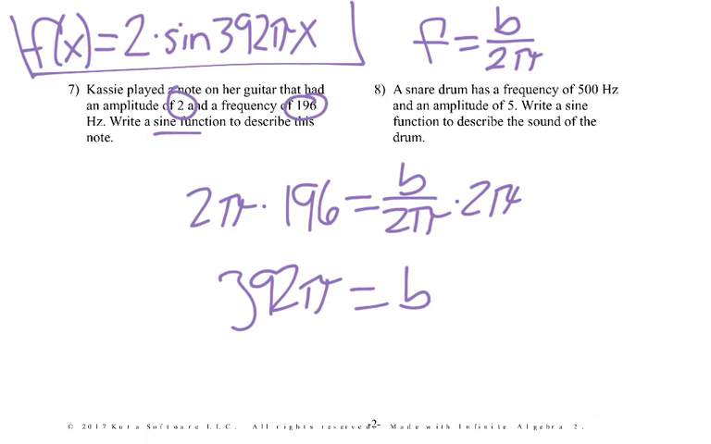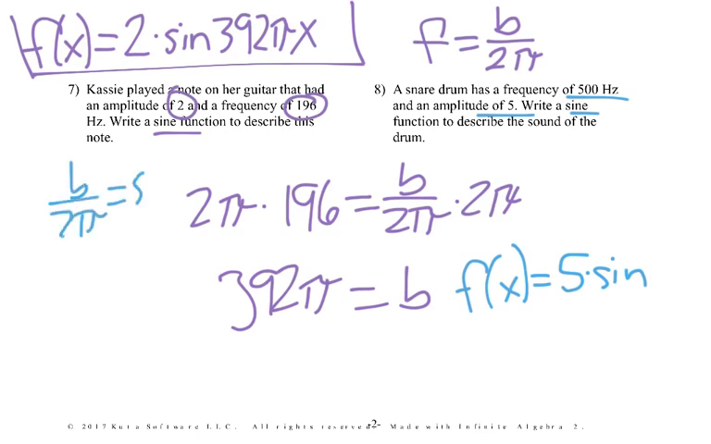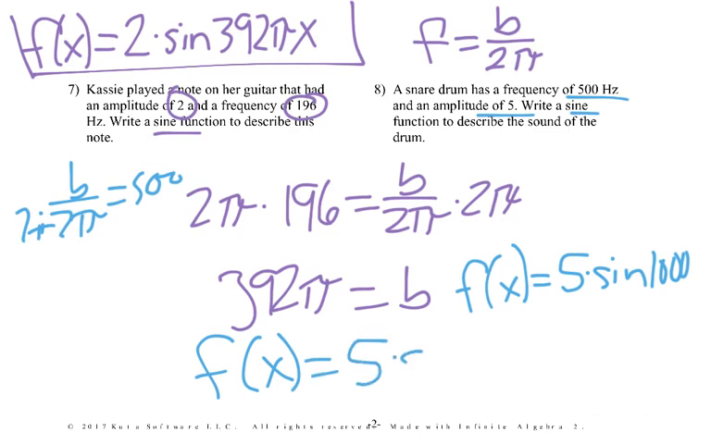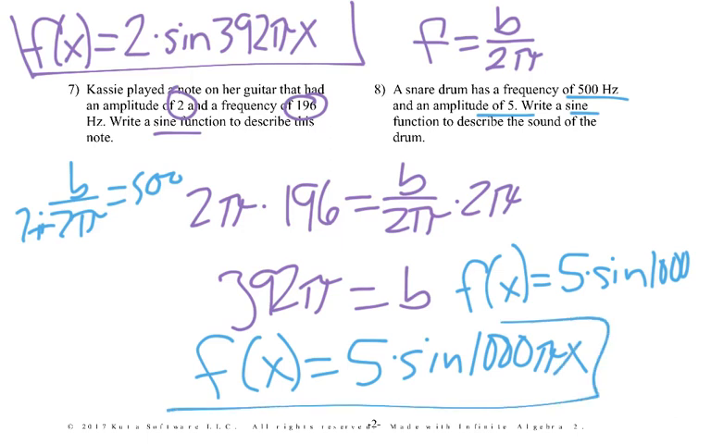Okay, number 8. A snare drum has a frequency of 500 and an amplitude of 5. Write a sine function. So I go f of x equals 5 times the sine of, well, if we did the same thing, b over 2 pi equals 500, times by 2 pi, we're going to get 1,000. Let's write it down here. F of x equals 5 times the sine of 1,000 pi times x. And there's my function for that one.